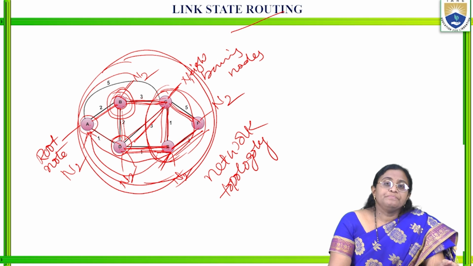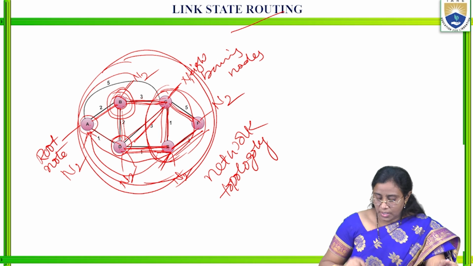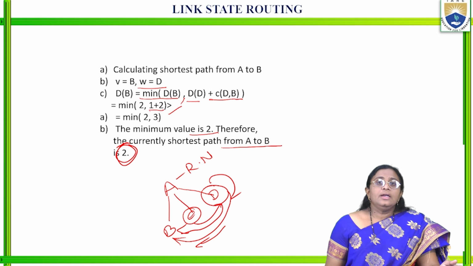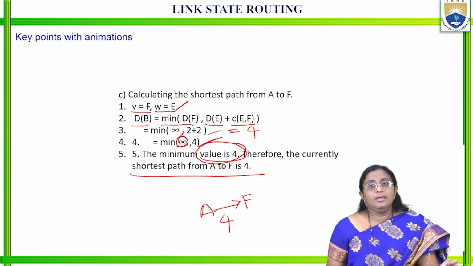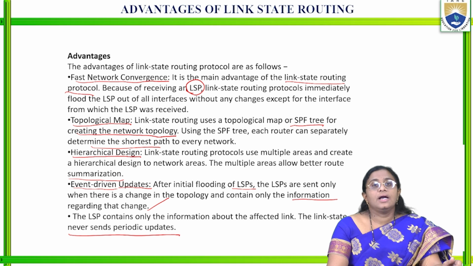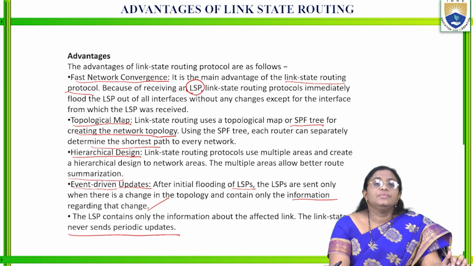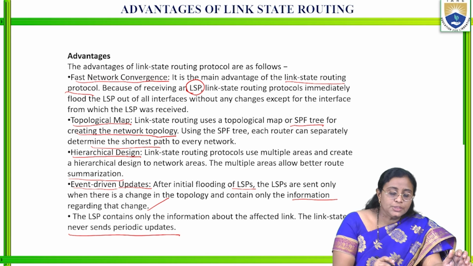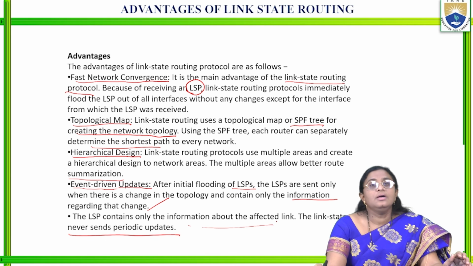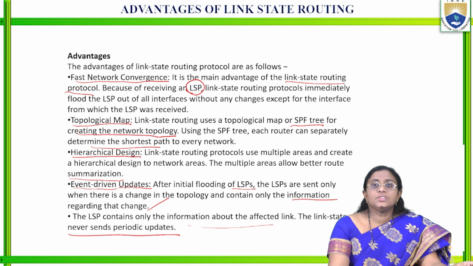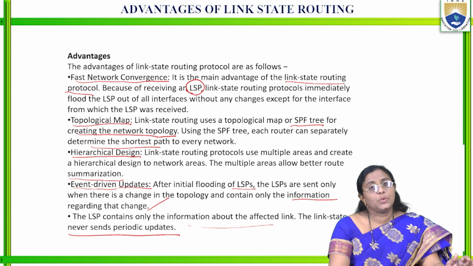After that, the advantages of the link state routing algorithm, which we have already discussed. Mainly, what are the advantages? Fast network convergence and topological map, as well as hierarchical design and event driven messages. The LSP contains all the information about the subnet where it is associated. Coming to the disadvantages of the link state routing algorithm: mainly the memory requirements, the processing requirements, as well as the bandwidth requirements.